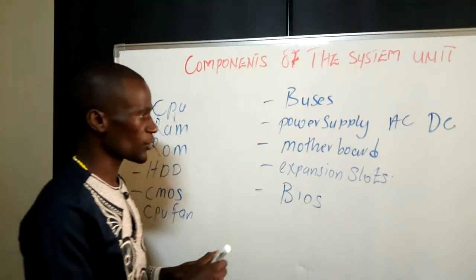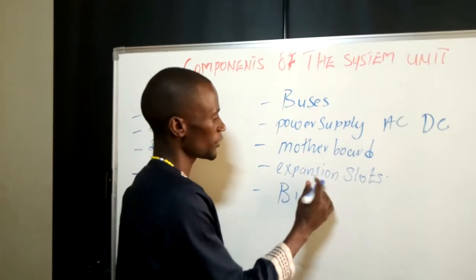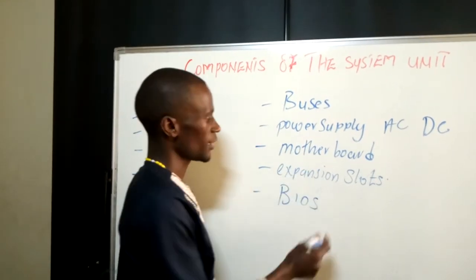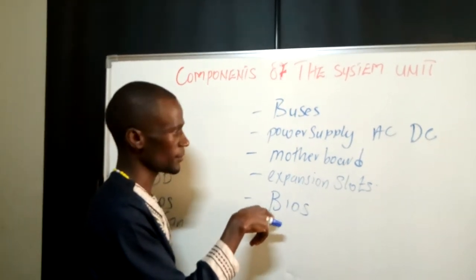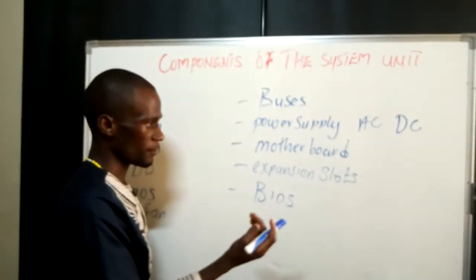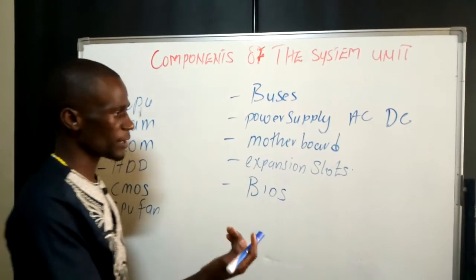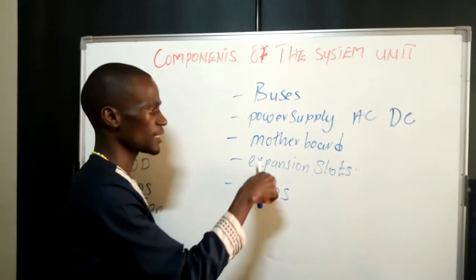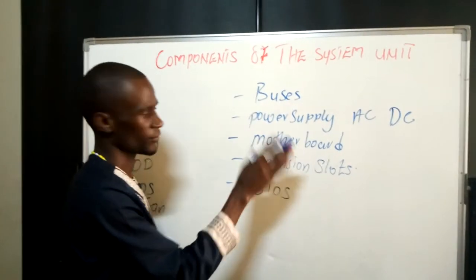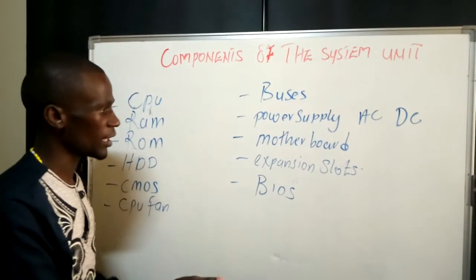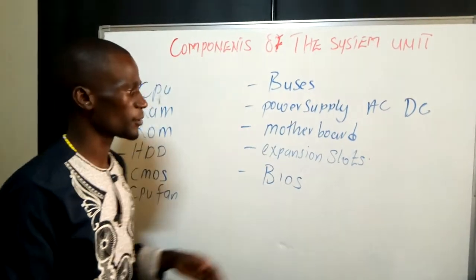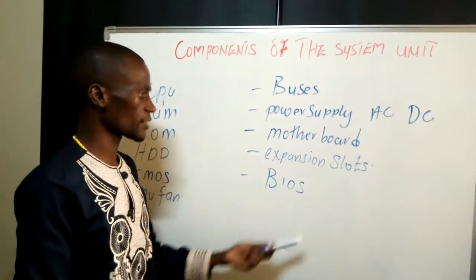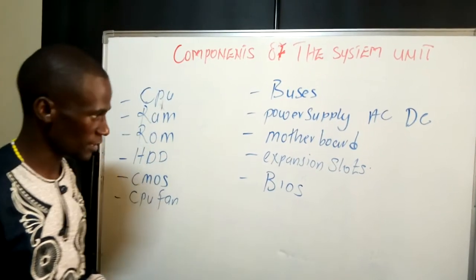In case your computer slows down and you wish to add some RAM inside your computer system, we buy the RAM chip, and we insert it into the expansion slot on the motherboard, and the computer can improve on its speed.